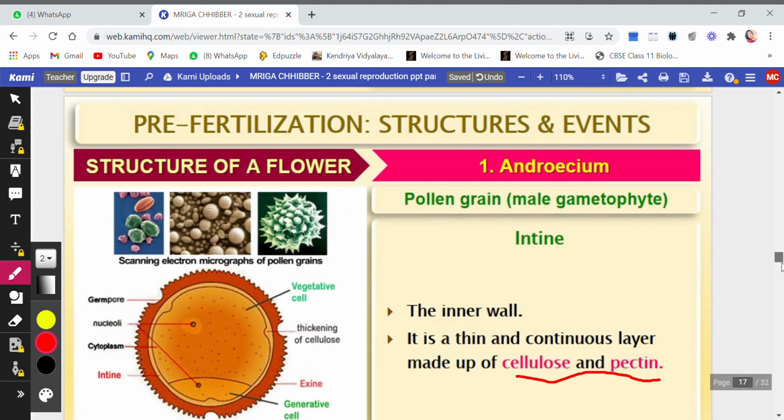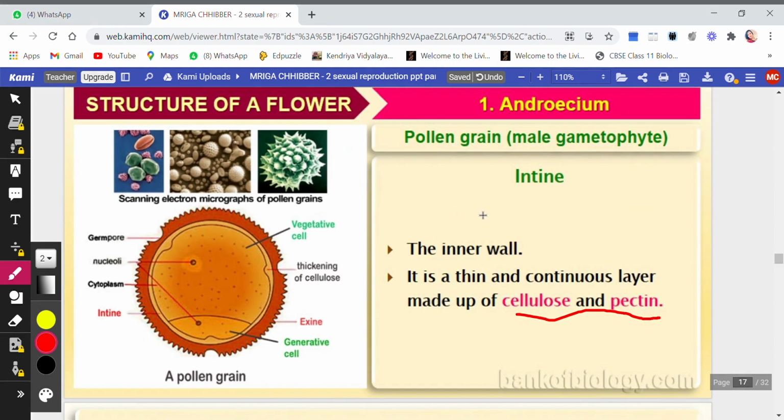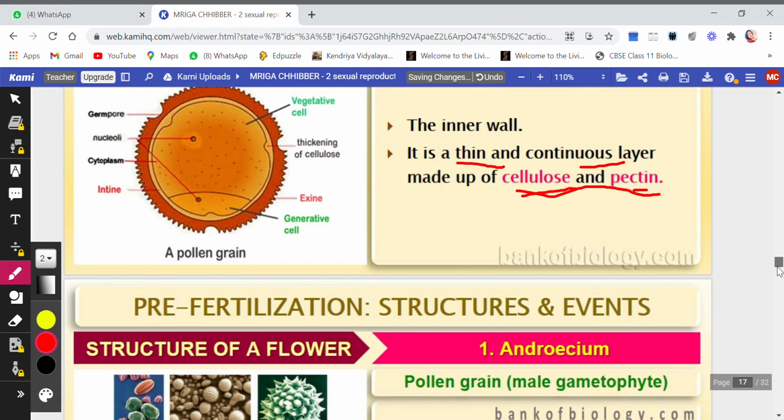Then we come to the inner wall, that is intine. So the inner wall is thin, it is continuous, and it is made up of cellulose and pectin, right? So intine is made up of cellulose and pectin, and there are no pores in the intine. So intine is quite continuous and it is thin.